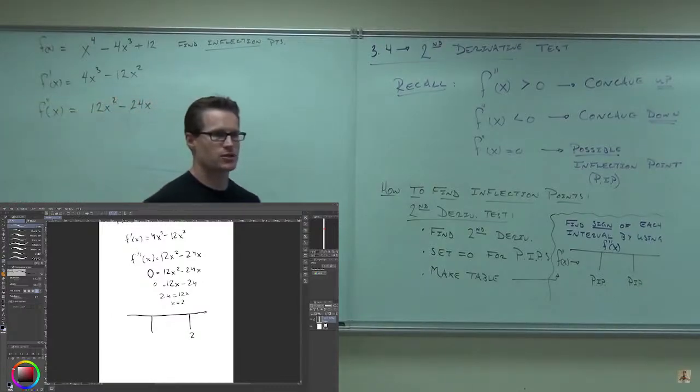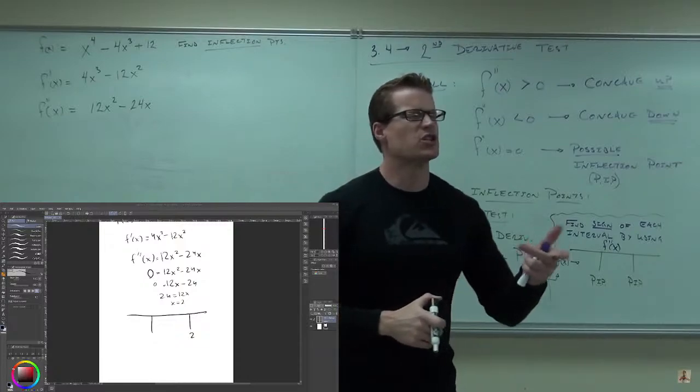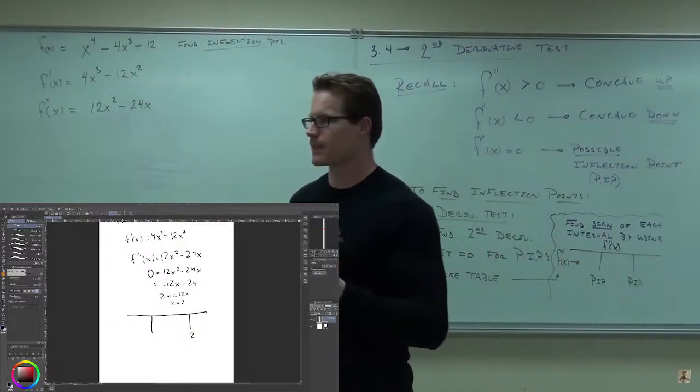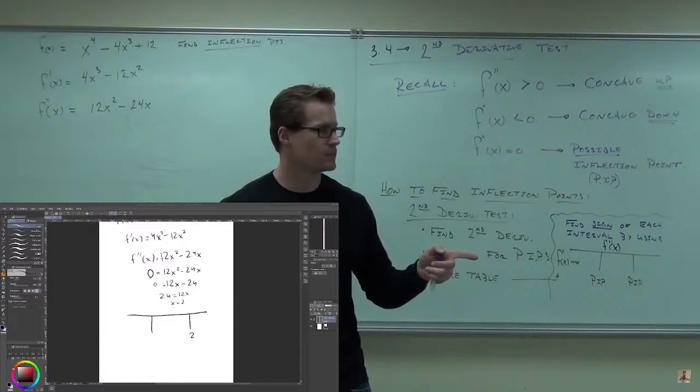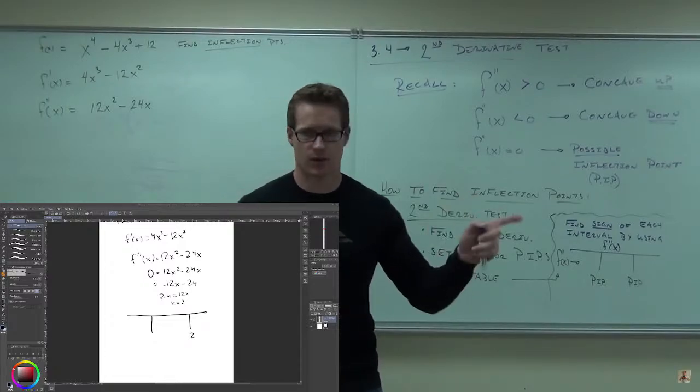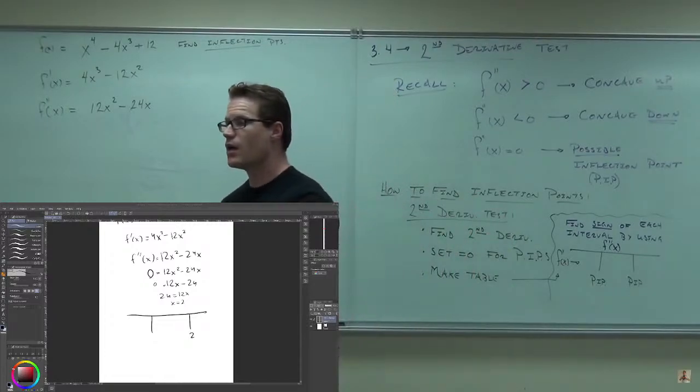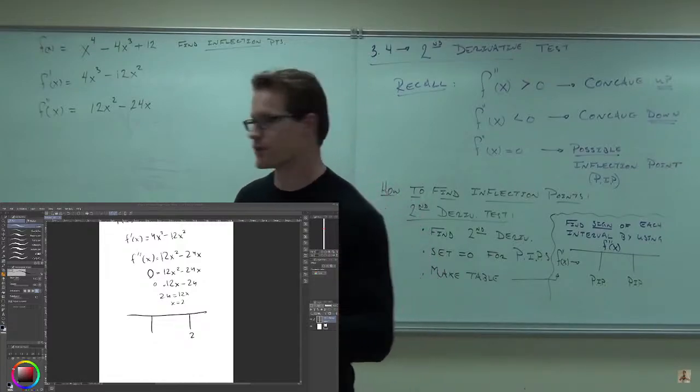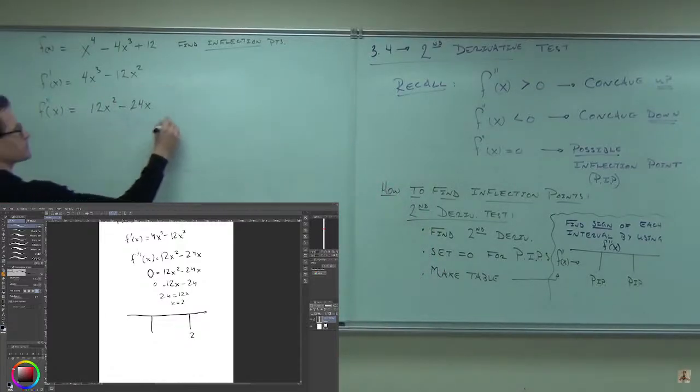You get 12x squared minus 24x as well? What are we going to do with that? Set it equal to 0 first. Then we're going to factor out a 12x, do whatever we need to do to solve this. By solving this, we're finding the places where the second derivative equals 0, because when you get 0, that means it doesn't have a concavity. That's going to give you every possible inflection point.